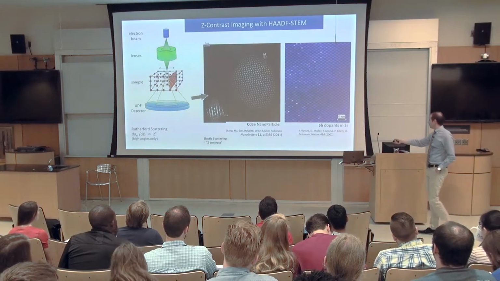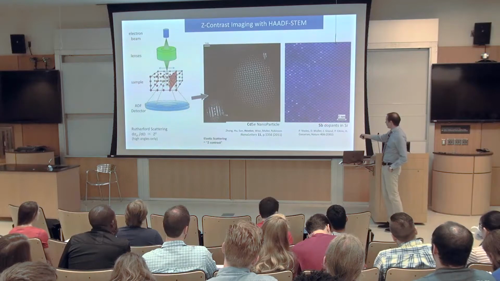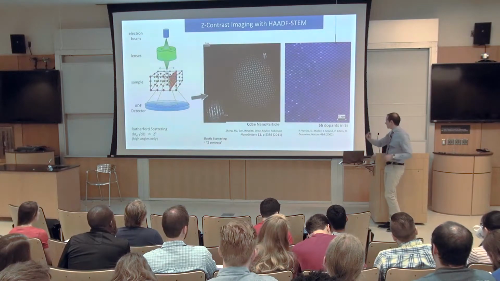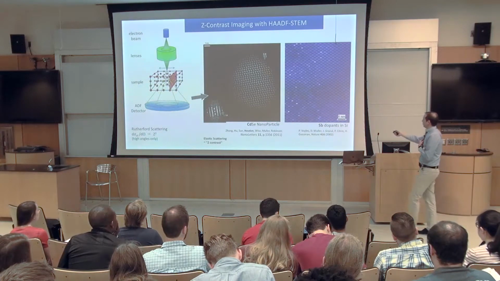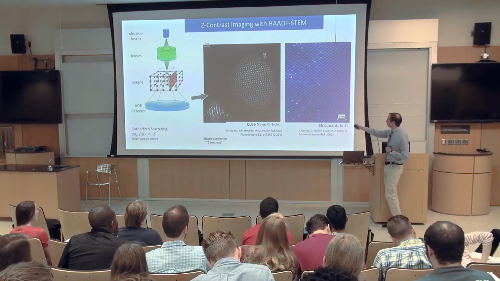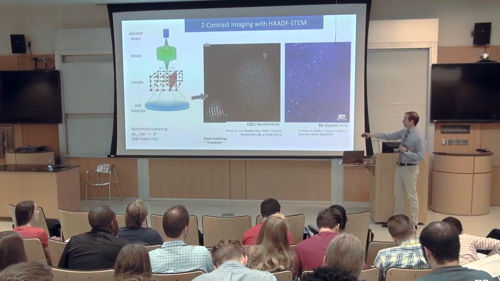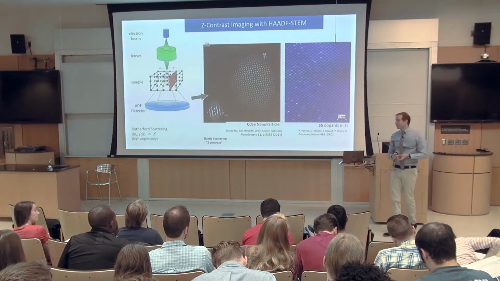For historical reasons, I think it's great to show heavy dopant atoms in silicon. This is an uncorrected instrument. The resolution's not as good as this corrected image, yet we can still see the bright Z contrast scattering inside the crystal.